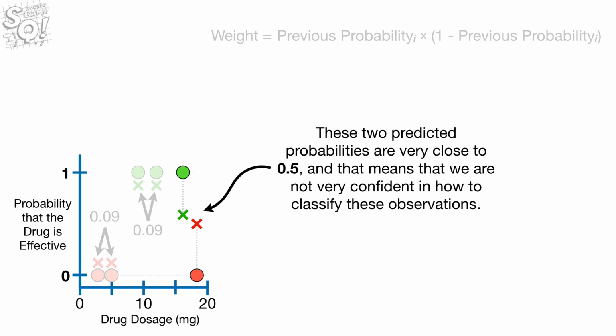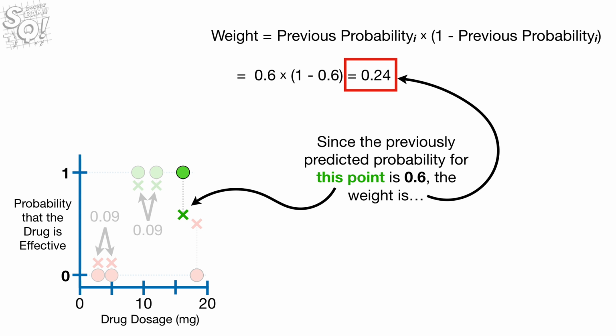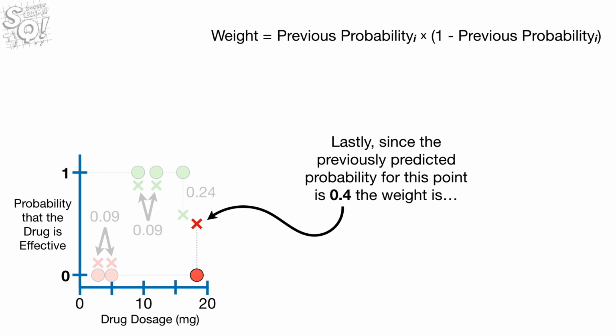These 2 predicted probabilities are very close to 0.5, and that means that we are not very confident in how to classify these observations. Since the previously predicted probability for this point is 0.6, the weight is 0.24. So let's put 0.24 here.